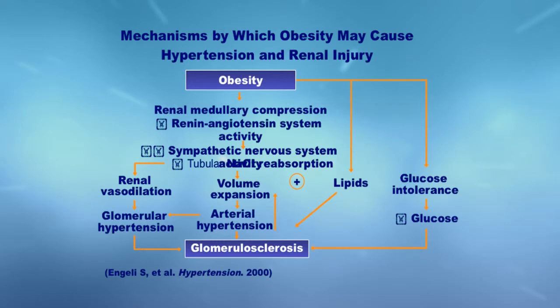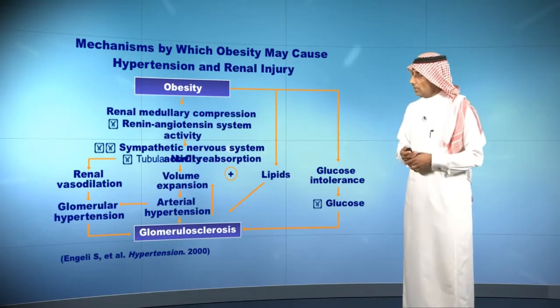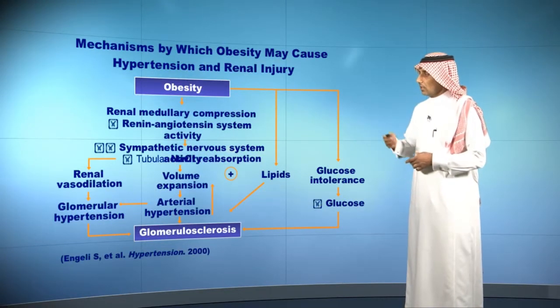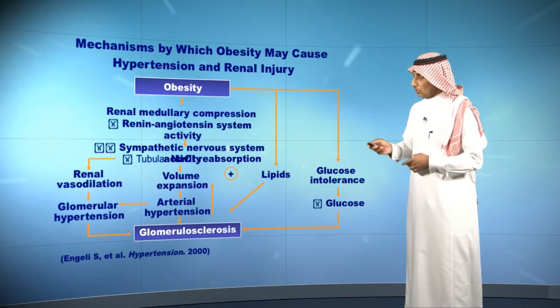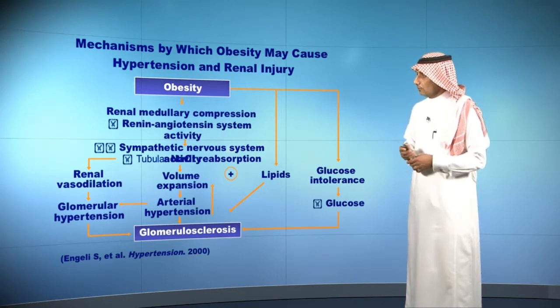The mechanism of that is actually increased renal medullary compression and increased renin-angiotensin system activity. This will lead to increased sympathetic nervous system activity, and it will lead to tubular damage, which increases the sodium chloride reabsorption. This will lead to increased arterial hypertension, which is giving us the end result, which is increasing blood pressure.